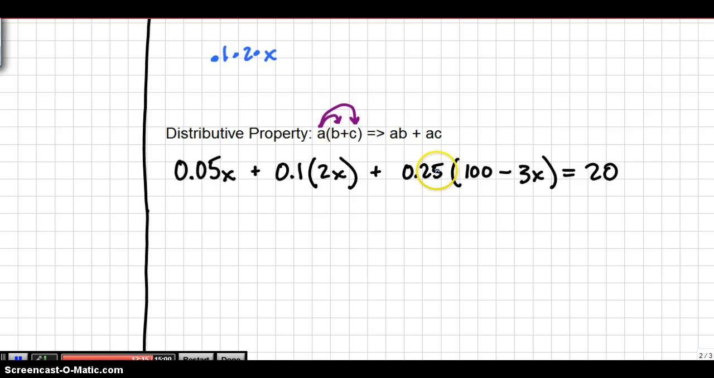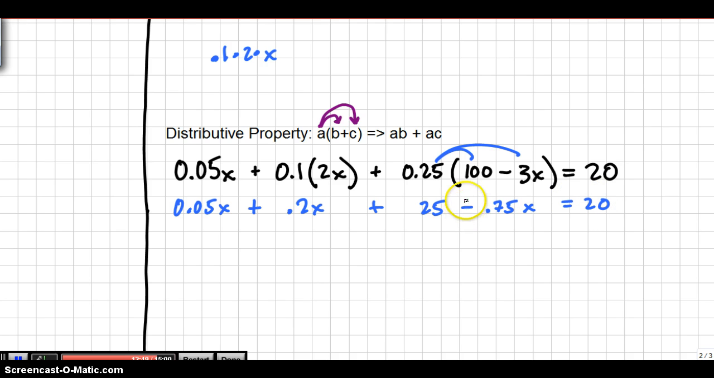Because of the grouping symbol here, we do want to go ahead and get rid of those parentheses. So I'm going to draw the arcs there, and I'm going to start from left to right, and simply work my way through. The 0.05x there is going to stay. Multiplying the 0.1 times 2x there gives me a 0.2x. Here when I distribute, 0.25 times 100 is just 25. I'm going to leave the sign of the subtraction there. 0.25 times 3 is going to be 0.75 with the x next to it. Notice that the parentheses drop.